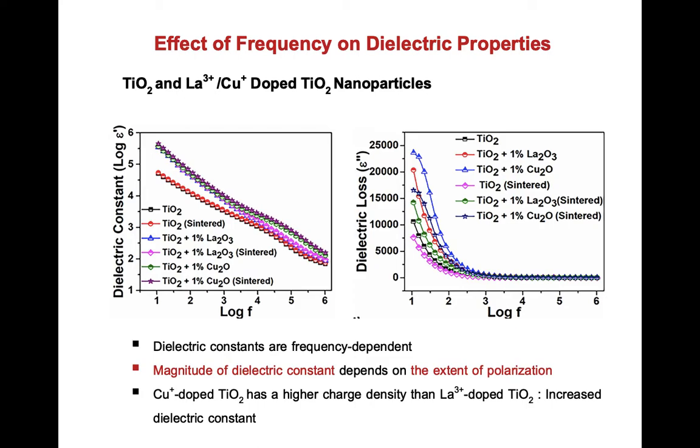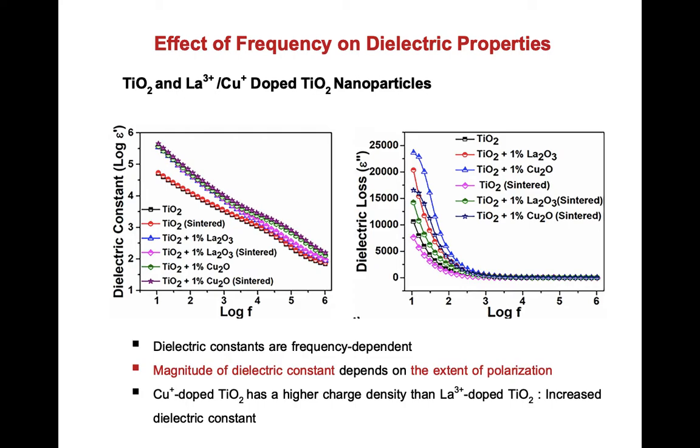This slide shows plots of dielectric constant and dielectric loss against the frequency at room temperature. It was observed that the dielectric constant of undoped and doped titanium dioxide strongly depended on frequency, and they increase with a decrease in frequency.